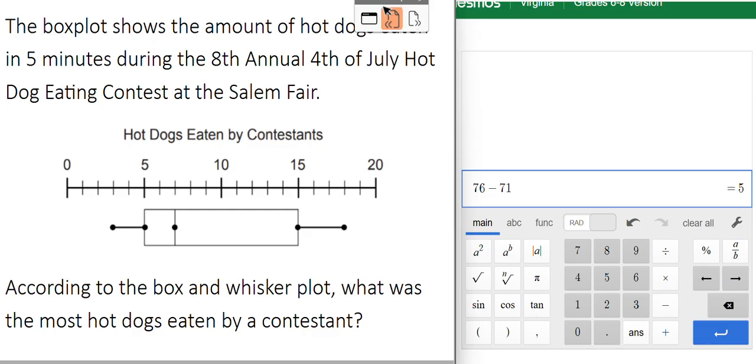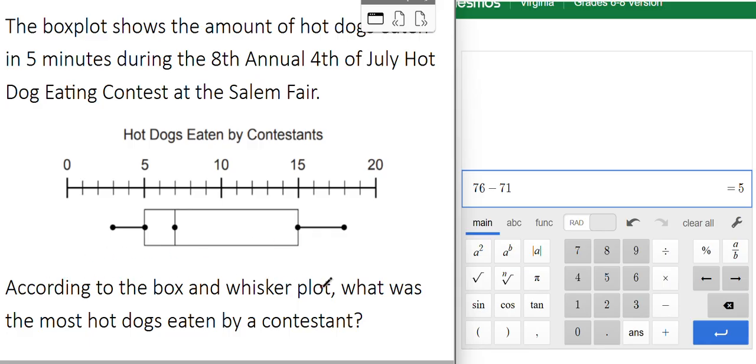Next, we're going to read this problem. It says, the box plot shows the amount of hot dogs, let's see if I can move this box, eaten in 5 minutes during the 8th annual 4th of July hot dog eating contest at the Salem Fair. The title, Hot Dogs Eaten by Contestants. The scale, 5, 10, 15, 20 is consistent, so here's my box plot.